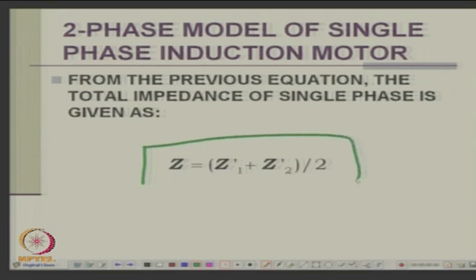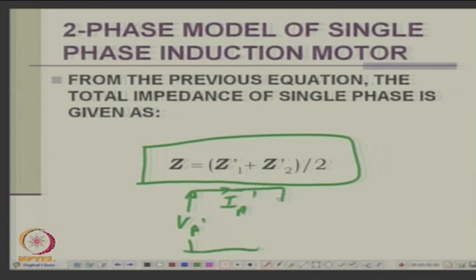So, the impedance here will be Z 1 dash plus Z 2 dash by 2. If this is the V A and this is the I A, the dash is only to indicate that they are for a 2 phase system. We have Z 1 dash by 2 and Z 2 dash by 2, and we discovered Z 1 and Z 2 are different in a 3 phase mode and a 2 phase mode. And we proved that both are effectively the same impedance.